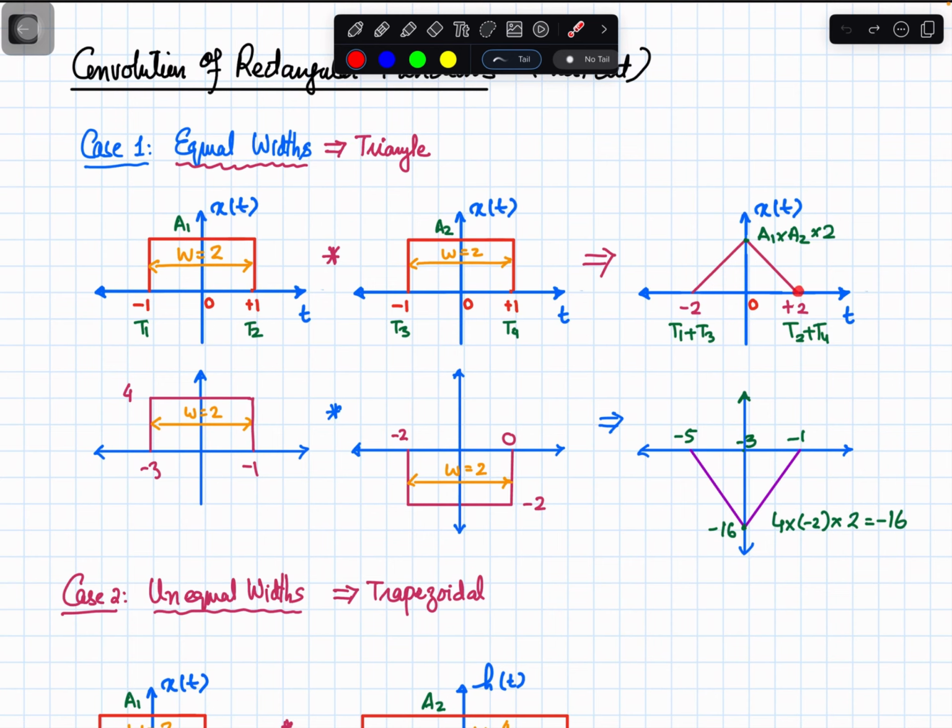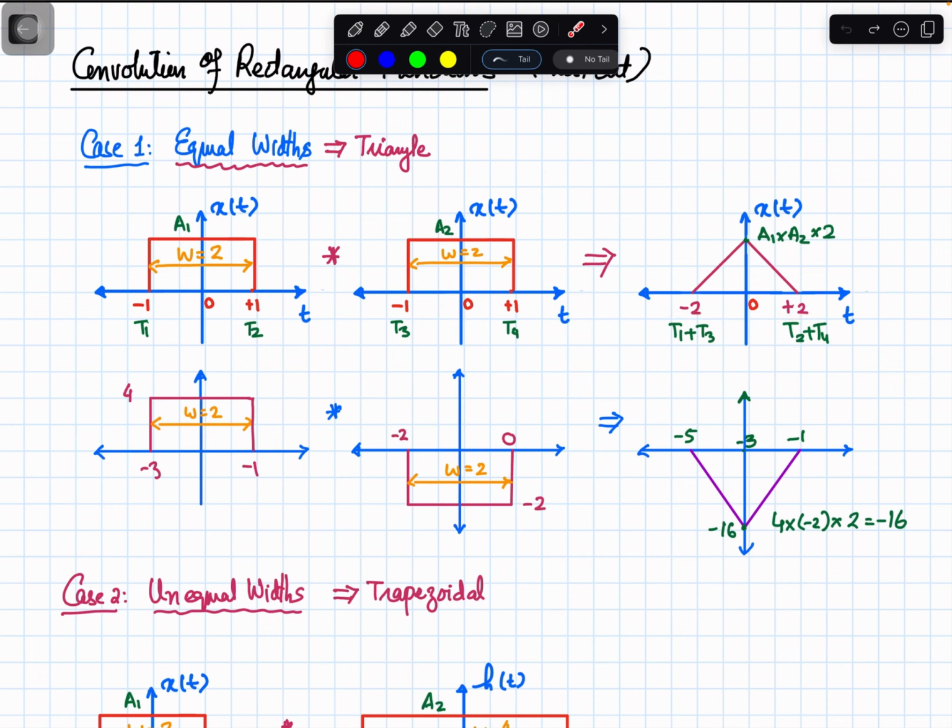And what will be the upper limit? That is the last point of this triangular function. So, that will be equal to the sum of the upper limits of the two rectangular functions which are given. So, it is 1 and it is 1. So, their sum is equal to 2, that you can see over here. So, the lower limit will be t1 plus t3, where these are the lower limits of the two rectangular functions given to you. And the upper limit of the triangular function will be equal to the sum of the upper limit of the two rectangular functions which are given to you.